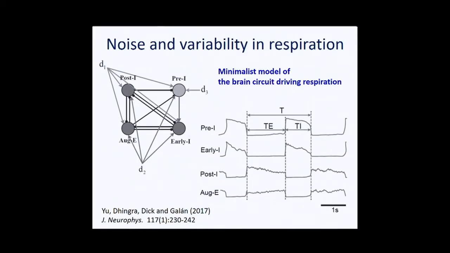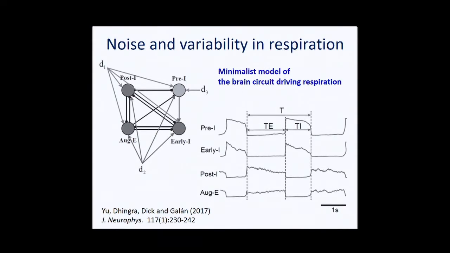In particular, I want you to focus on the pre-I neurons. The pattern of activity of those neurons, going up and going down, correlates strongly with your diaphragm. So when pre-I is up, you tend to inspire. I mean, you do inspire. When it's down, you expire. But again, the phase of inspiration and expiration is going to be affected by the structure of the circuit and the presence of background noise.